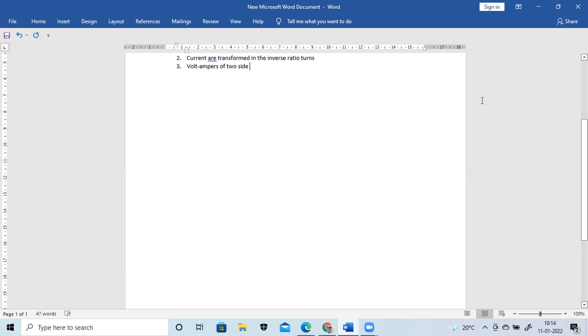Primary side voltage and current are represented by V1 and I1. So the volt ampere rating of the primary side is V1 into I1. Similarly, for the secondary side, voltage and current are represented by V2 and I2. So what is the volt ampere rating of the secondary side? V2 into I2. Is it not?